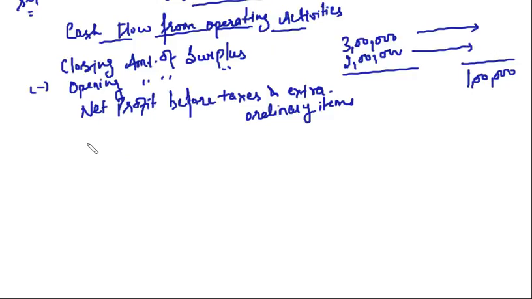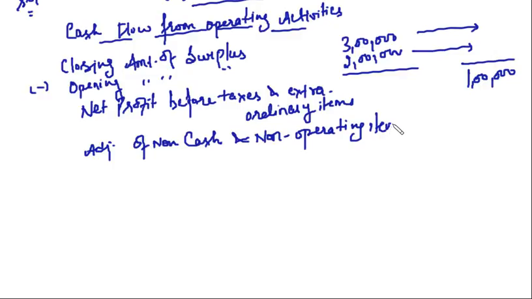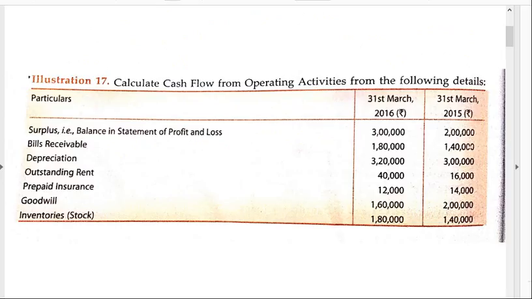Now what we are going to do is, next we will say adjustment of non-cash and non-operating items. Now see the question and tell me which are the non-cash and the non-operating items. Bills receivable. Is it a non-cash non-operating item? No sir, it is a current asset. Clear? Then depreciation.